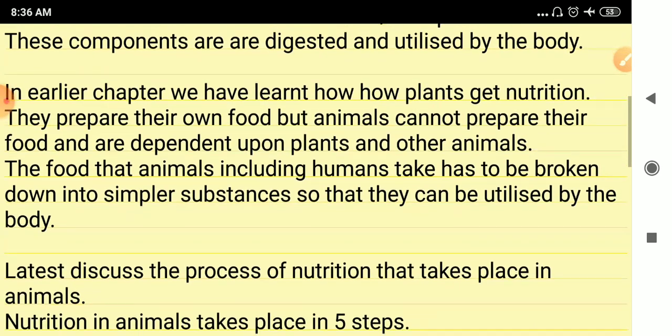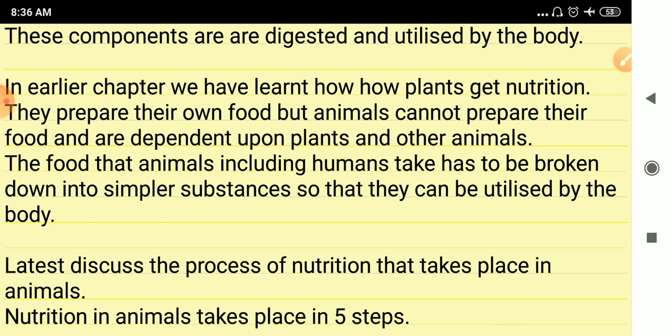In an earlier chapter, we have discussed nutrition in plants. Plants prepare their own food, but animals cannot prepare their food. The plants prepare their own food, and that food is directly utilized by the plants. But the food that animals take cannot be directly utilized by their body.